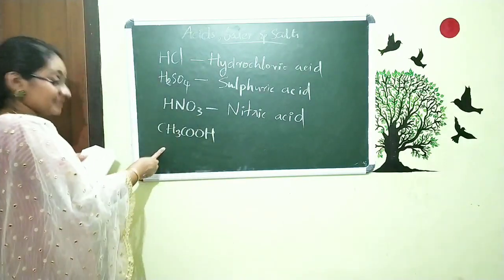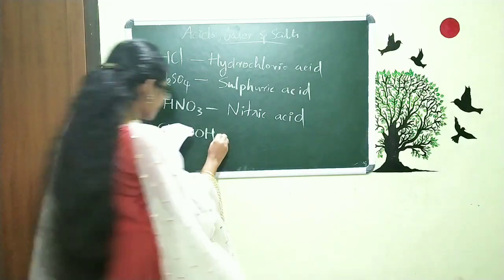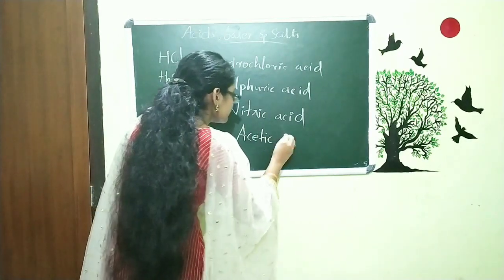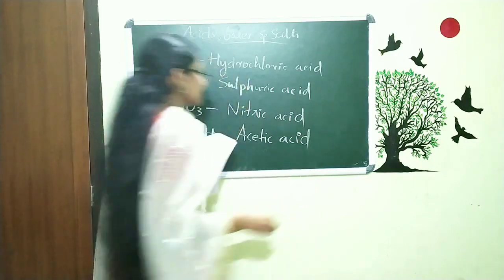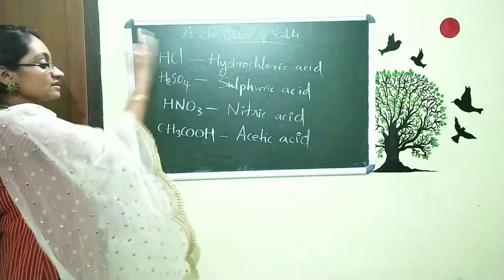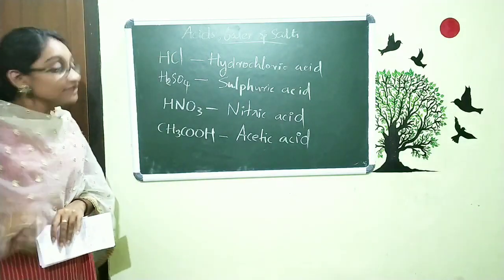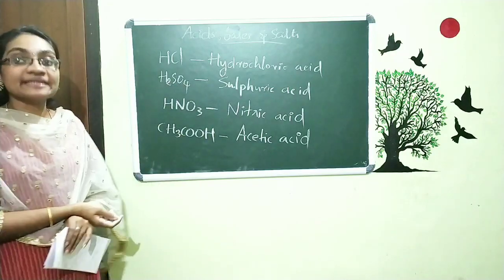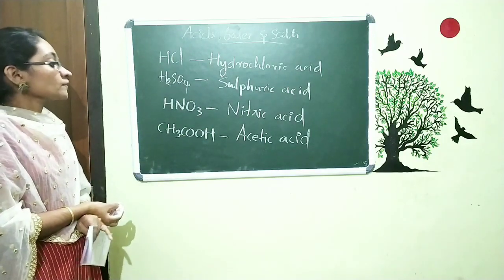The next one is CH3COOH. What is the name? This is acetic acid. So these are the 4 different types of acid. You want to study the names of these acids and also their chemical formulas.